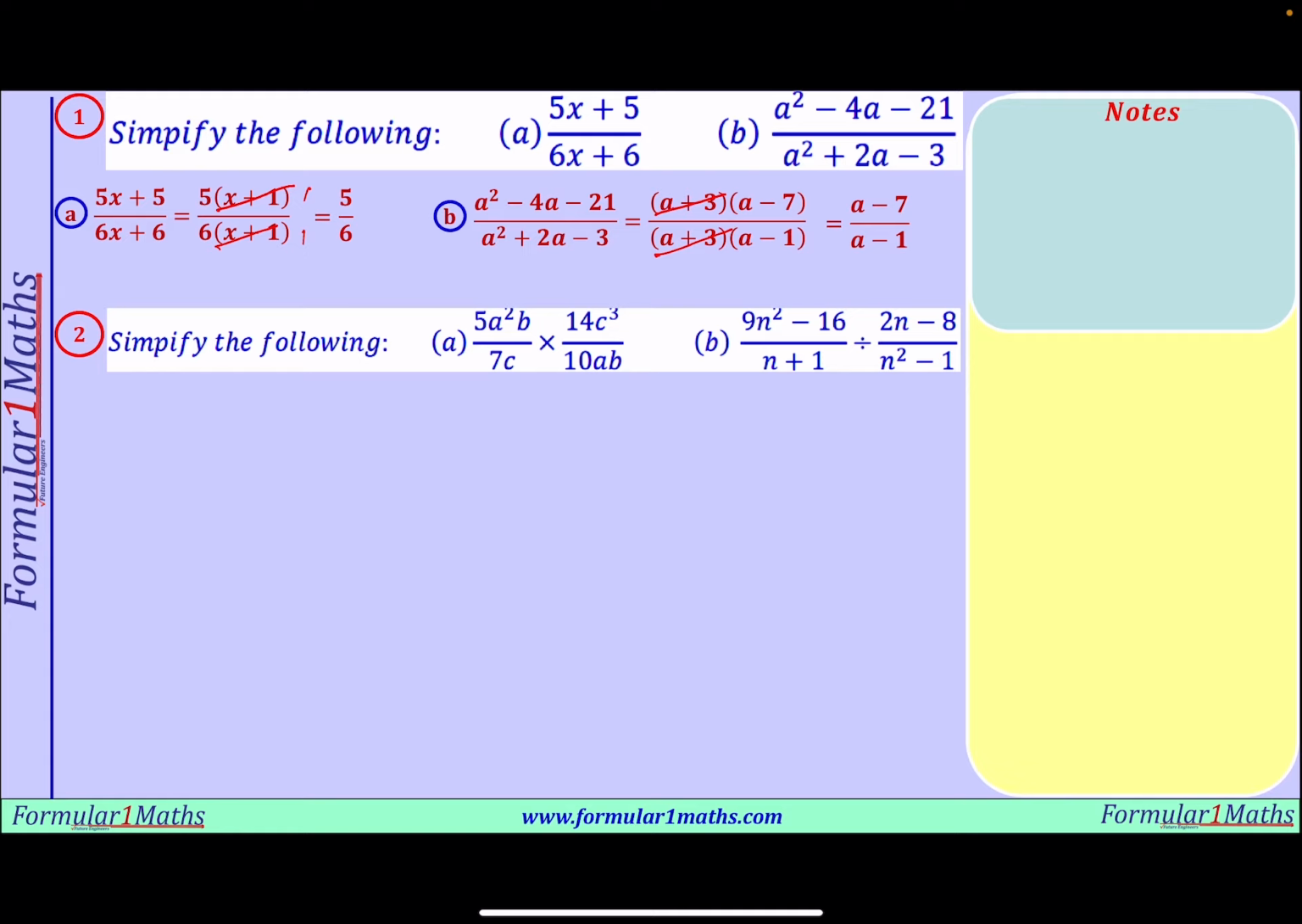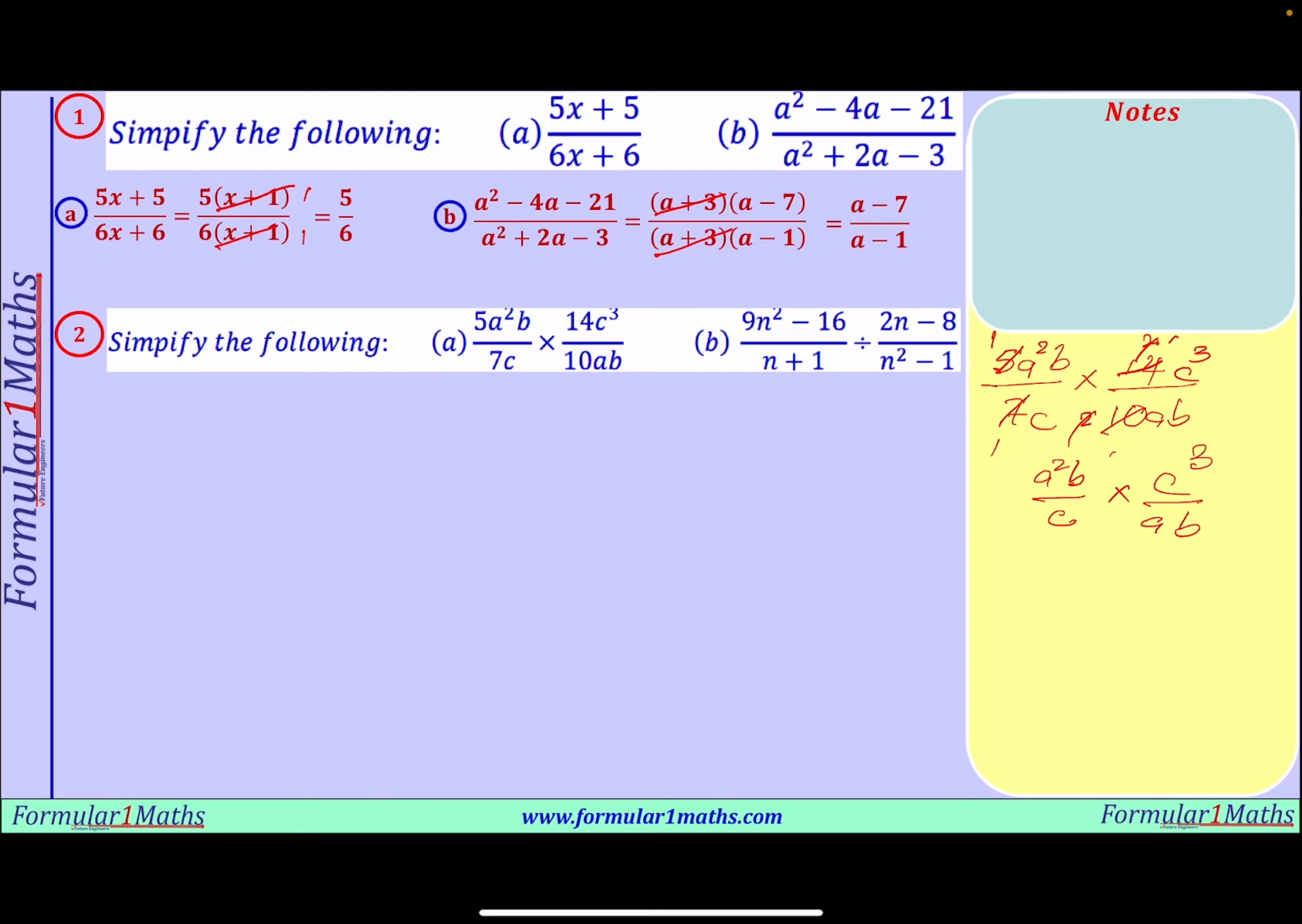So the first one, if I write out a, I'll have this, 10ab. I can see that 7 goes here 1, and 7 goes there 2. 5 goes here 1, and 5 goes there 2. And 2 goes here 1, and 2 goes there 1. So I'm left with a squared b over c times c cubed over ab.